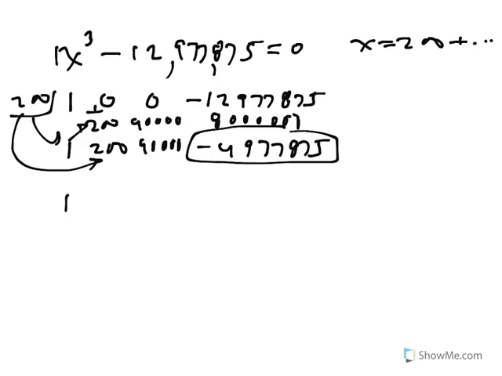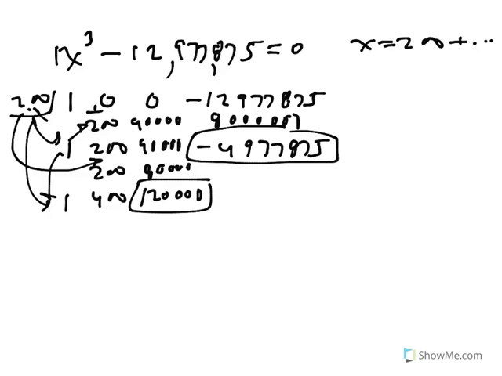Now we do it again, this time bringing down this one, doing 200 times this one, putting it here, adding them together to get 400. And 200 times the 400 is 80,000. We add these two things together, and we get 120,000. And we circle that. Now we do it again, bring down this one. 200 times 1 is 200. Add them together, get 600. Circle that, and finally bring down the 1.